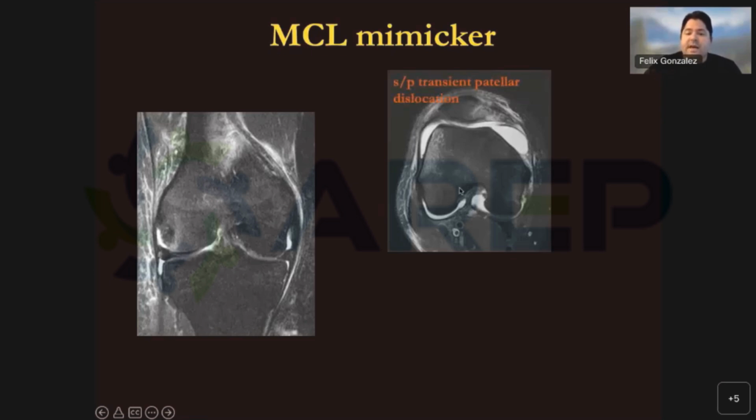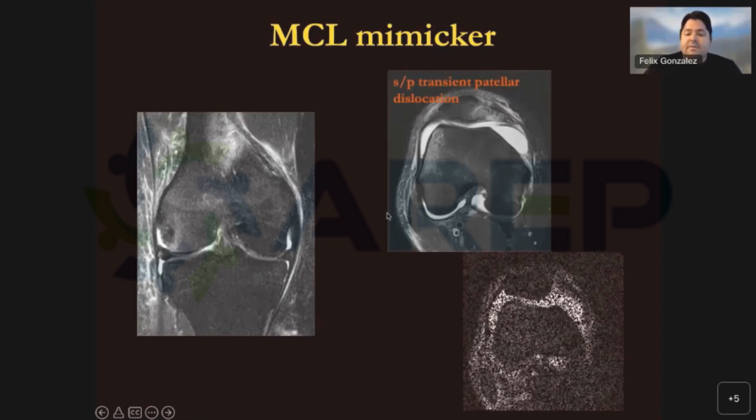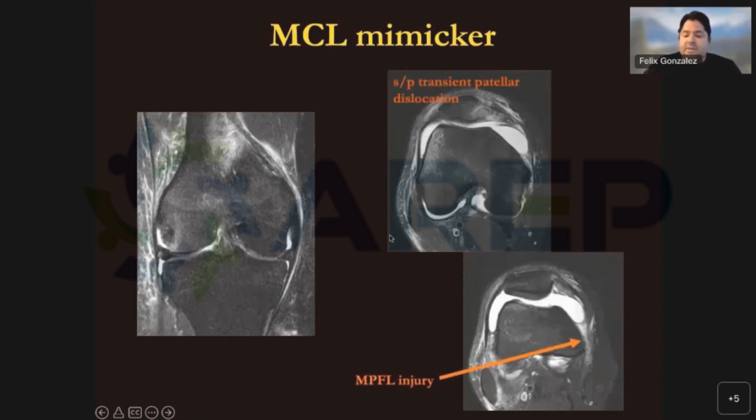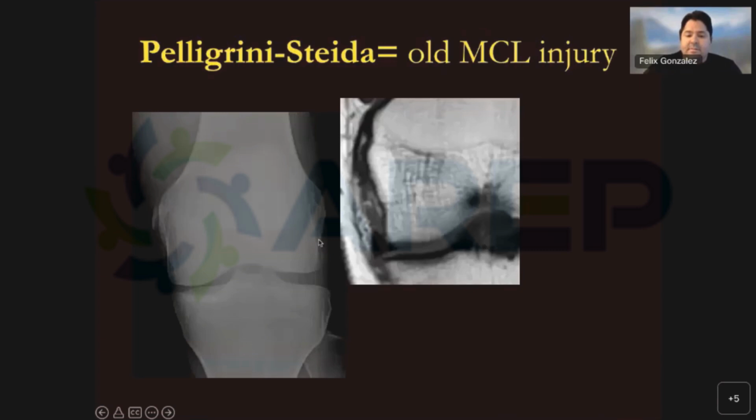So this is a transient lateral patellar dislocation with injury of the MPFL, and then consequential edema that tracks superficial to the medial collateral ligament. Something that we have to be aware of, many of us read X-rays, is the Pellegrini-Stieda lesion, which is basically a focal calcification in the proximal fibers of the MCL that will tell us that this is a chronic injury of the proximal fibers of the MCL, right there.